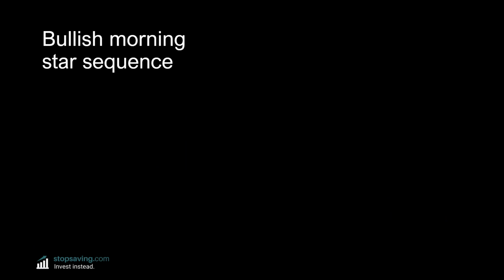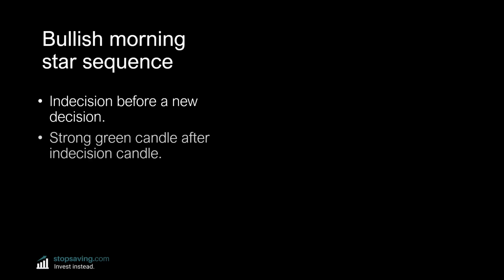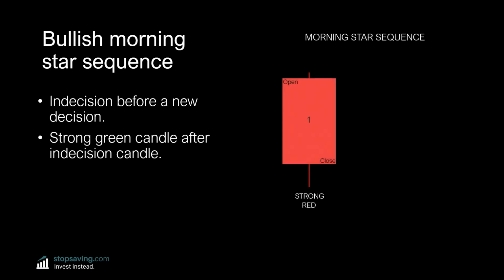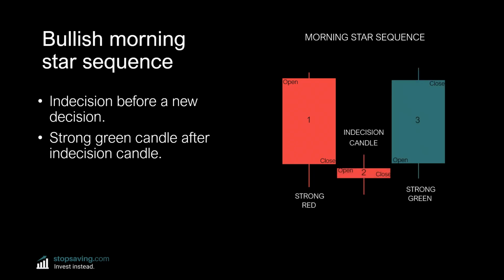Let's now look at a 3-candle pattern called the bullish morning star. Essentially, this is where there's an indecision among buyers and sellers, which is then followed by a new decision. In other words, you get a strong green candle after an indecision candle. And here's what the morning star sequence looks like. First, there's a strong red candle. Second comes the indecision candle. And third, there's a strong green candle to make the decision in favor of the buyers.